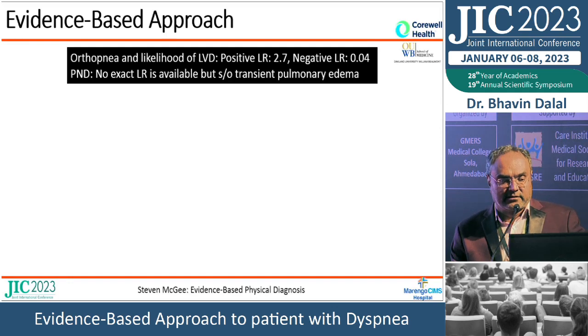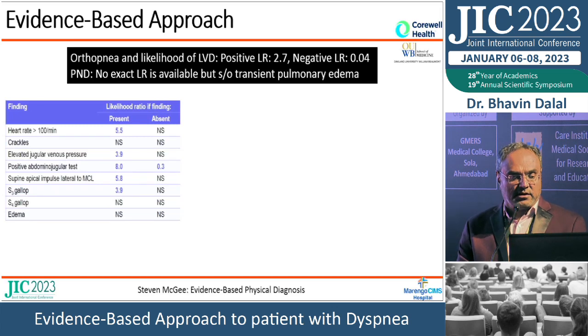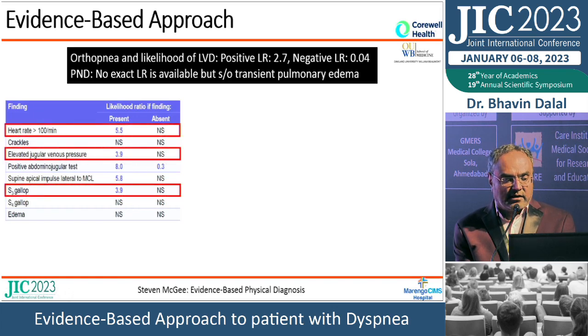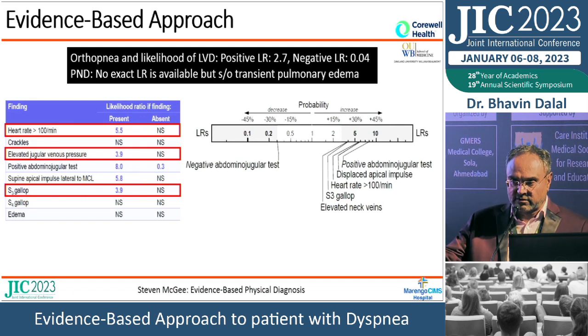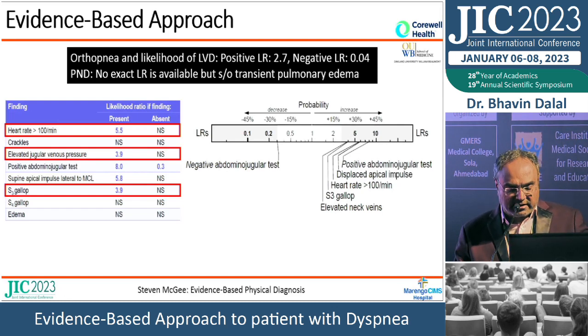PND did not have an exact likelihood ratio available, but it signals transient pulmonary edema. And then from the likelihood ratio, he calculated the probabilities. So these are the different likelihood ratios for different findings for heart failure: heart rate more than 100, crackles, elevated JVD, positive abdominojugular reflux, displaced apical impulse, S3, S4, and edema. These are the important things he calculated. You can calculate a probability from the likelihood ratio. It's simple math.